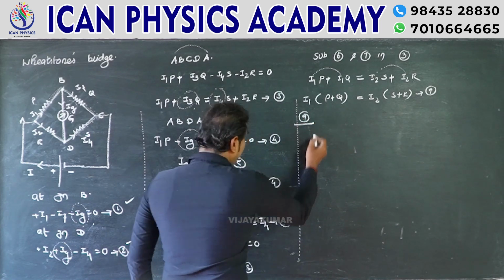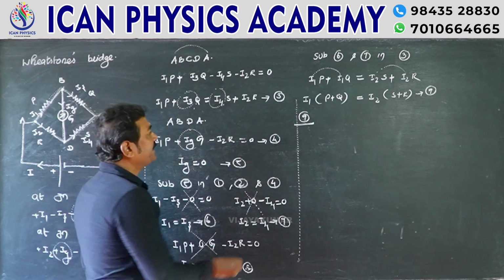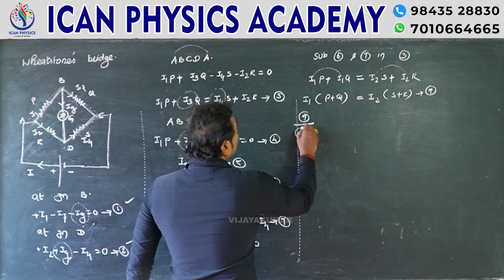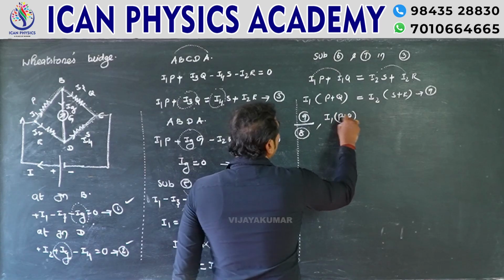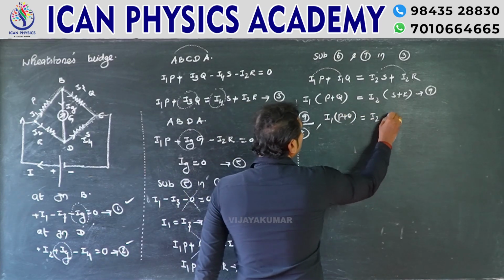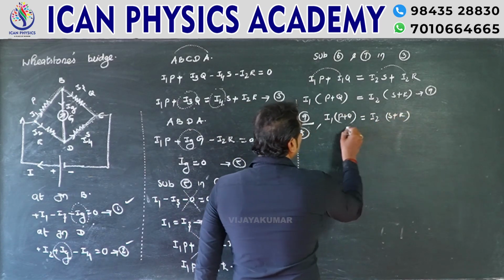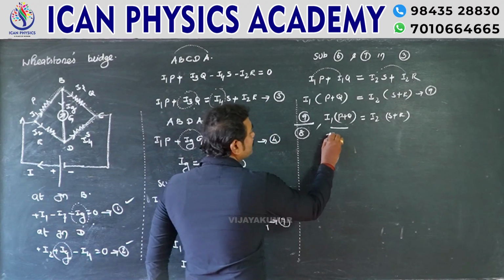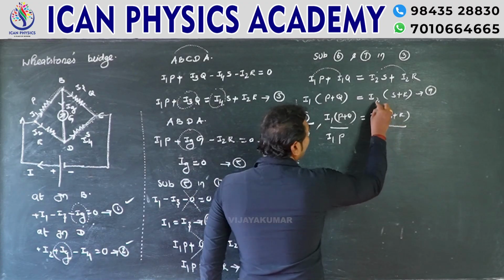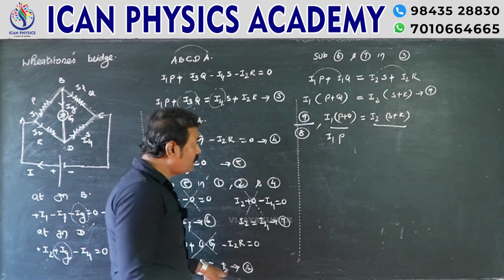So equation number 9 divided by 8. I1 into P plus Q equal to I2 into S plus R. Now it's divided by I1P here, and I2R here.